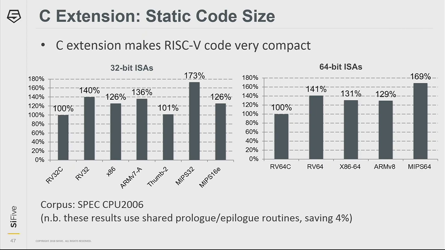And the effect of all this stuff is that, at least on SPEC, C is pretty dense. I realize this is only one corpus. And this, by the way, is including the optimization about factoring out the common prologues, which is worth about 4%. So I think ARM Thumb is great.